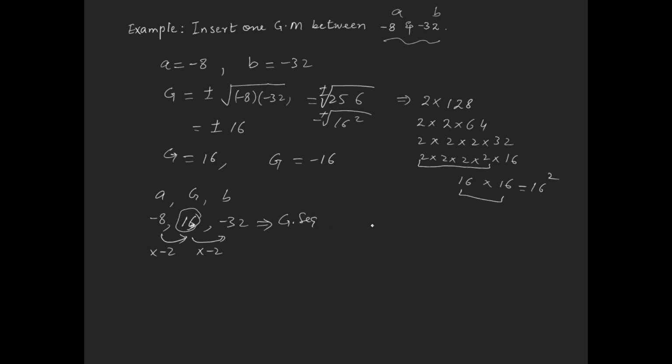Now insert the second geometric mean between A and B. So minus 8, minus 16 and minus 32. If we multiply the first term by 2, we get minus 16. Again, if we multiply the same 2 with the second term, we get the third term. So if we insert the second geometric mean with the minus sign between A and B, this again becomes a geometric sequence, and R in this case is 2, and in the other case R is minus 2.